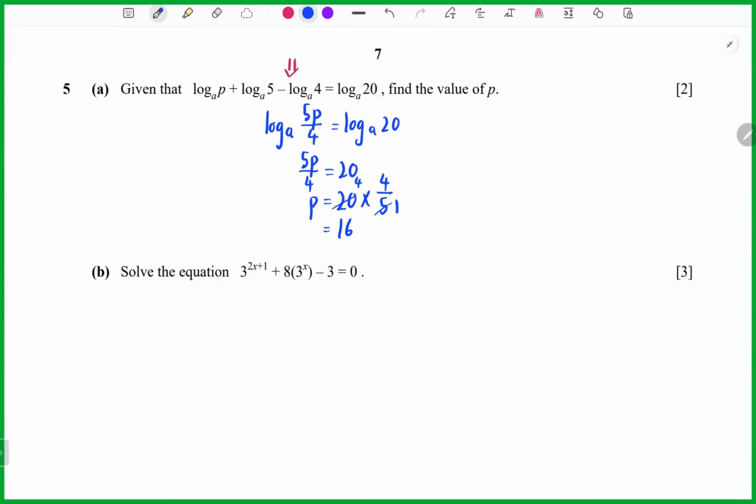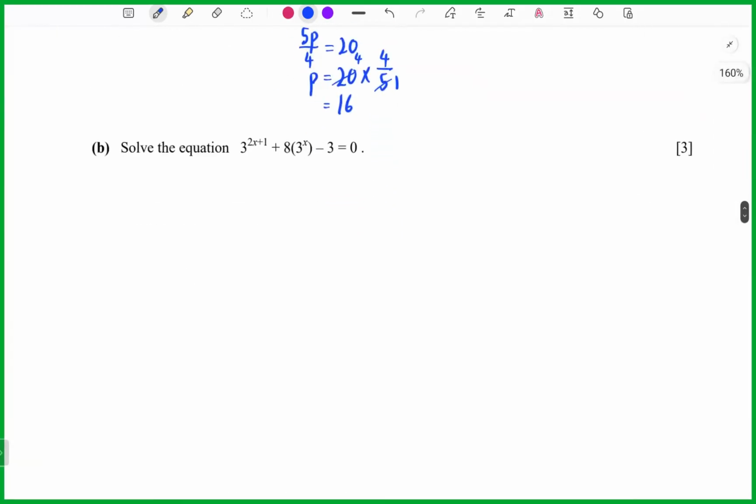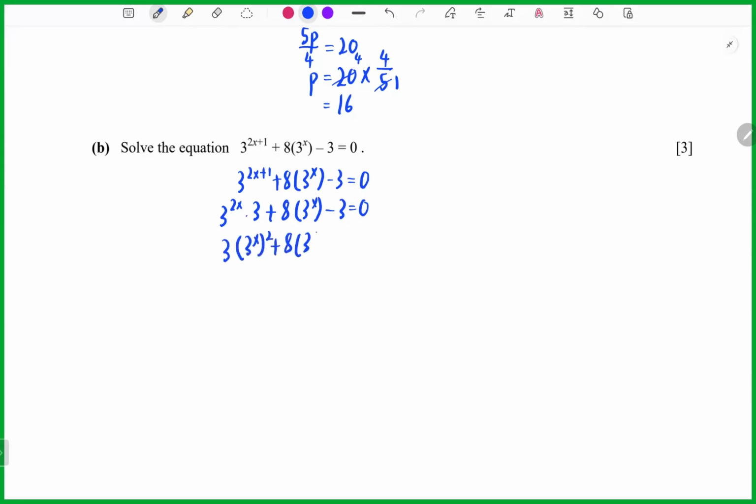Okay, let's see question B. Solve the equation 3 power 2x plus 1, and then plus 8 times 3 power x, minus 3 equals 0. So we need to separate. Okay, now I copy the question first. Okay, now I can try to separate first. Okay, now I can take 3 times 3 to the x squared plus 8 times 3 to the x minus 3 equals 0.